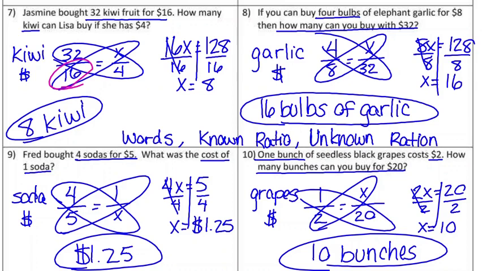For number 8, you were comparing bulbs of garlic to money. So garlic over money, and you were looking for how many garlic you can get for $32. For number 9, you were comparing soda to money. And it wants to know the cost of 1 soda, so you were looking for the money. That one came out to be a decimal with $1.25. And then the last one, a bunch of seedless black grapes was for $2, so 1 over 2. And I wanted to know how many bunches you could buy for $20. And you can buy 10 bunches. If you have any questions, please make sure you go and see your teacher to get help.